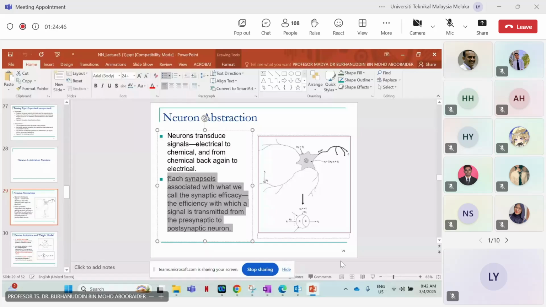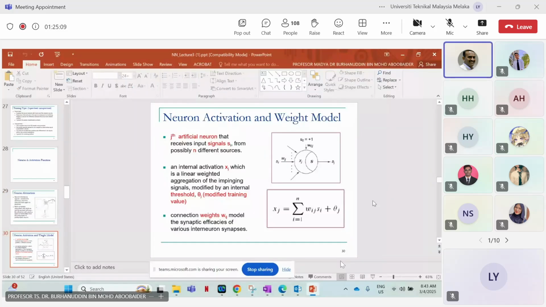So we can see. Now we want to transfer this to this form. You can see over here, we have S1, S2, S3, whereas in our neuron it's only electrical to chemical, and then chemical back to electrical pulse. Then it is transformed into this model, which is something like this. So we have the j artificial neuron that receives input from different possible sources. So we have here xj. The inputs are x1, x2, x3, x4 up to xj. All right, and then we have the bias over here, and then the output fires.